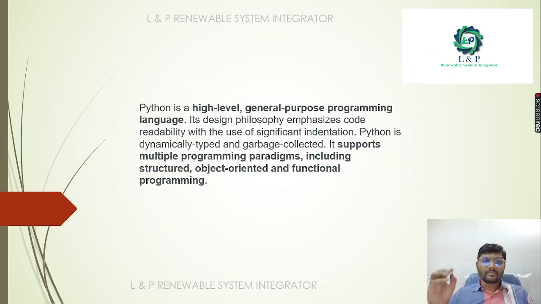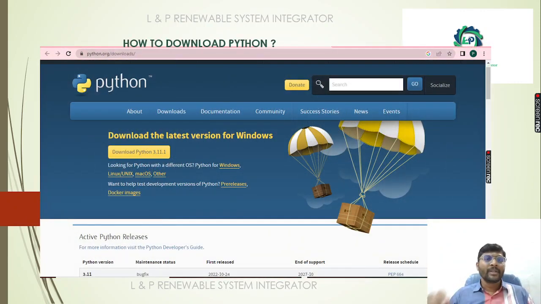Now, Python is a high level general purpose programming language. It supports multiple programming paradigms including structured, object oriented and functional programming. The biggest advantage of Python is that, compared to C, C++ and Java, it is much easier for everyone to do programming in it, and calling functions and everything is very easy in Python. Let us see how to download the Python software.